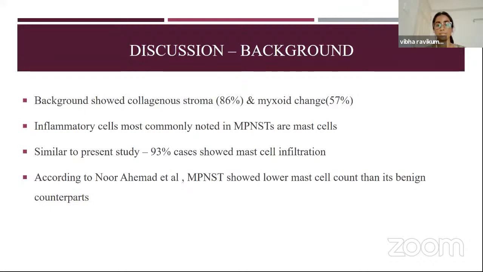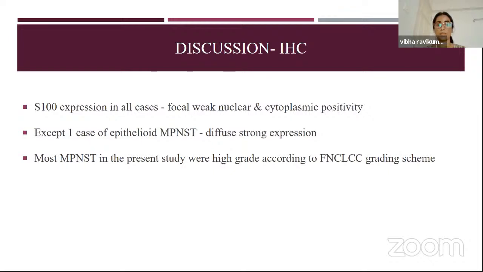The S100 expression in all cases was focal weak nuclear and cytoplasmic positivity, except one case of epithelioid MPNST, which showed diffuse strong expression. Most MPNST in the present study were high grade according to the FNCLCC two-step grading scheme.